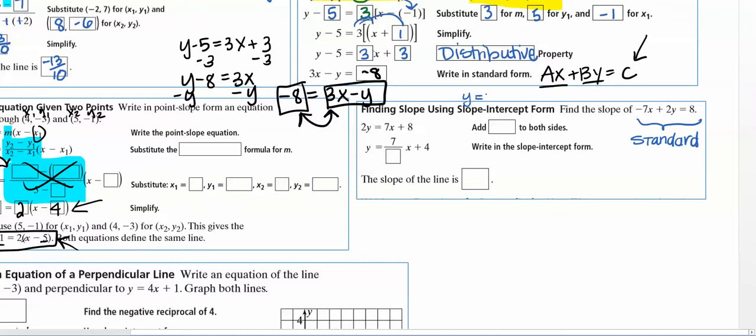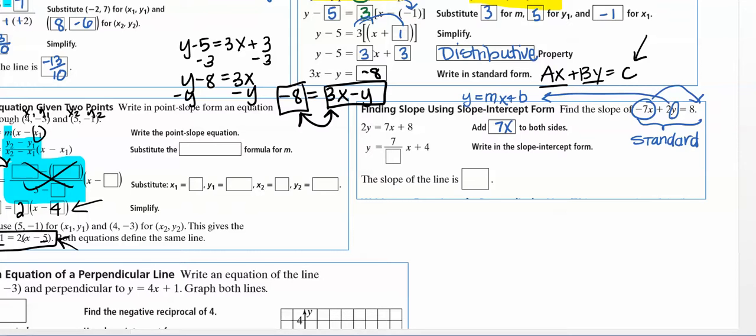Recall, slope-intercept form is y equals mx plus b. So in order to get from this to this, we need to isolate the y here. We want to get y alone. So the first thing we want to do is just move this term over. So it's negative, so we're going to add 7x to both sides.